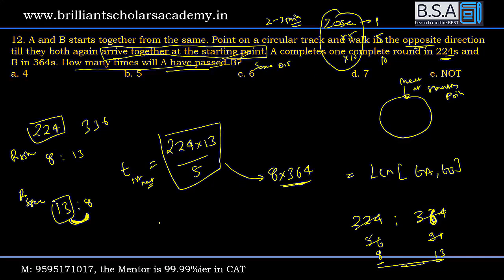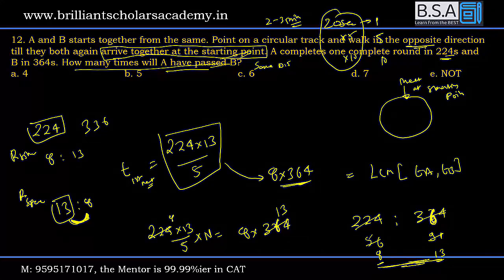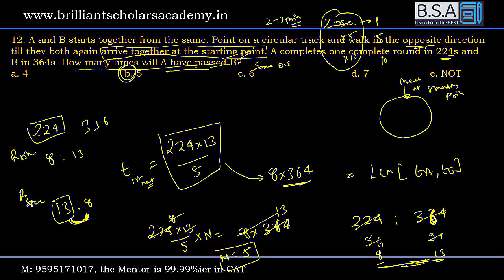Now I want to know, in 224 into 13/5, what do we multiply to get 8 into 364? You have made this, your question is finished. Now do you see, you have already cancelled these? If this is 13, then this will be 8. So 13 and 8 cancel. N is equal to 5 times. They have met how many times? 5 times before they meet at the starting point.